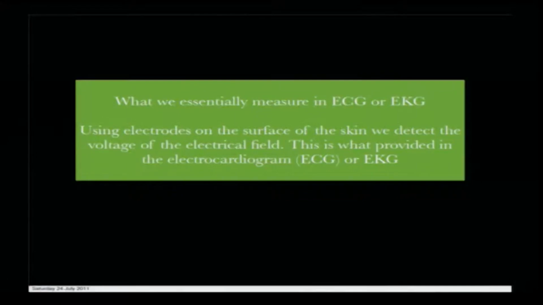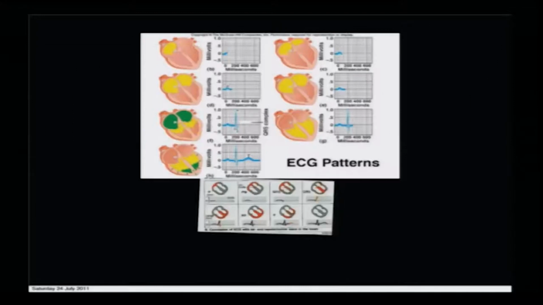What we essentially measure in ECG or EKG is, using electrodes on the surface of the skin, we detect the voltage of the electric field. Remember this. This is what provides the electrocardiogram, or ECG, or EKG. Okay. Now moving on, how this wave is generated. Now they are coming to all those Greek and Latin words that scared you people.